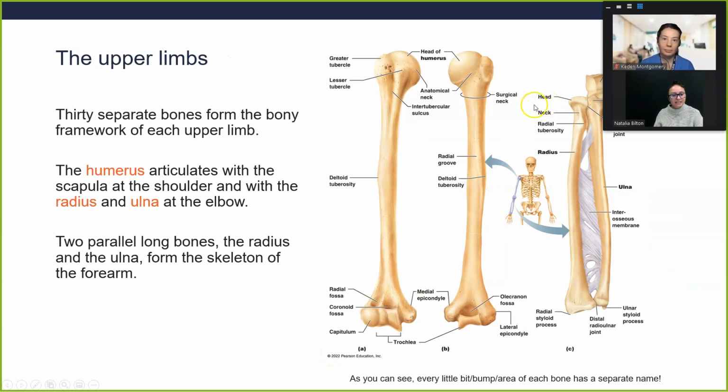All right, let's have a look at the arm. We have the humerus, the radius and the ulna. So the bones of the arm, the humerus, here we go, and the radius and the ulna. There are two bones of the forearm and one of the upper arm.